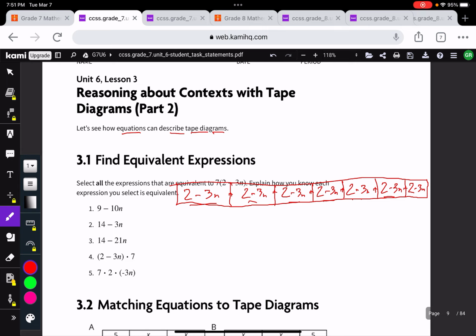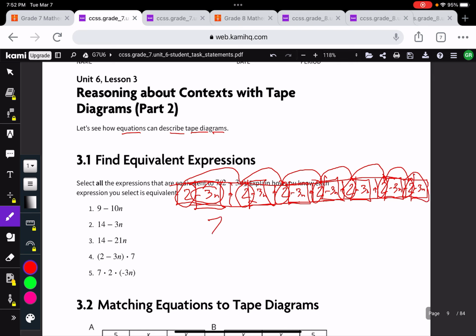So one way we could look at this is I've got a positive 2, another positive 2, another positive 2, another positive 2, another positive 2. If I add all those together, I got 2, 4, 6, 8, 10, 12, 14. So I've got 14. So right now 2 and 3 are looking good, but not sure. I also have, let's use a different shape, minus 3n, minus 3n, minus 3n, minus 3n, minus 3n, minus 3n, minus 3n. I have 7 minus 3n's.